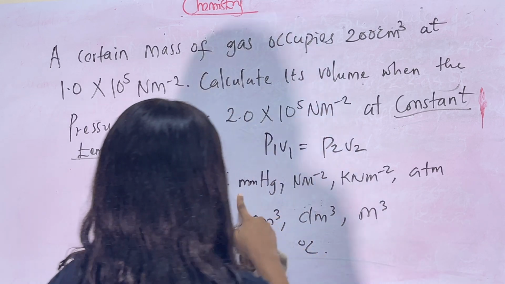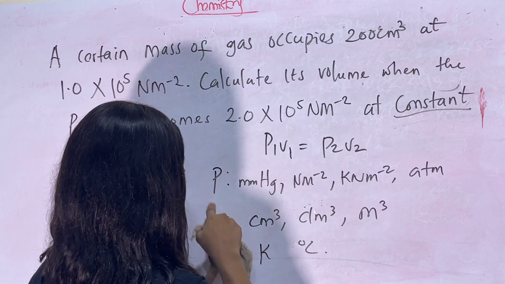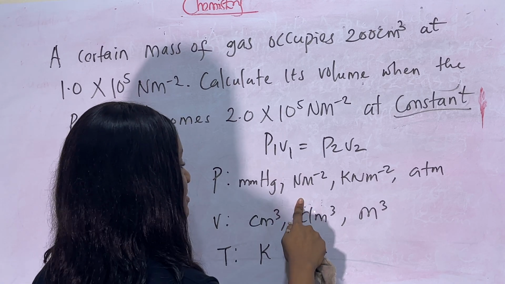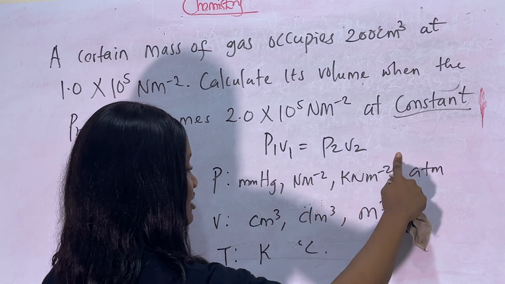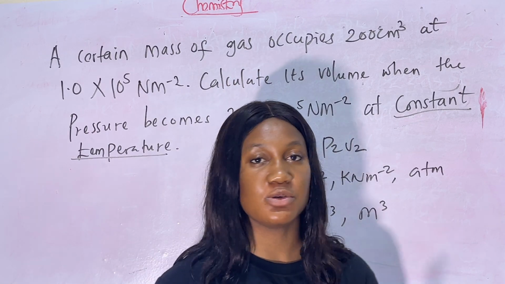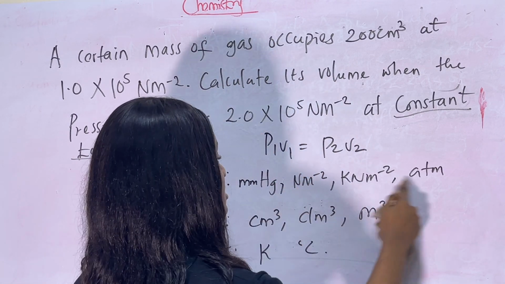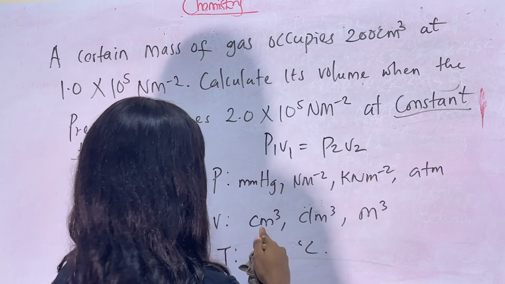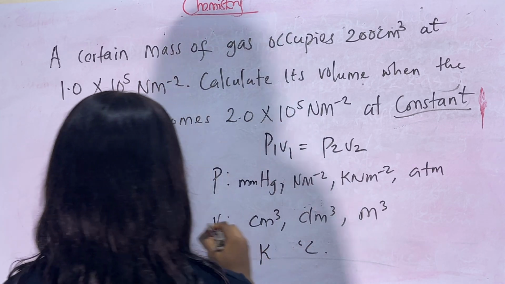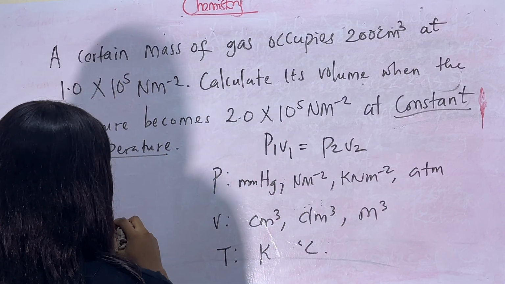So yeah, I said the unit of pressure is millimeter mercury, Newton per meter square, kilonewton per meter square, atm. As we proceed in this video, I'm going to tell you how all of these units came about. Then cm³, dm³, m³, Kelvin, degrees Celsius. So I'm going to clean this right now.